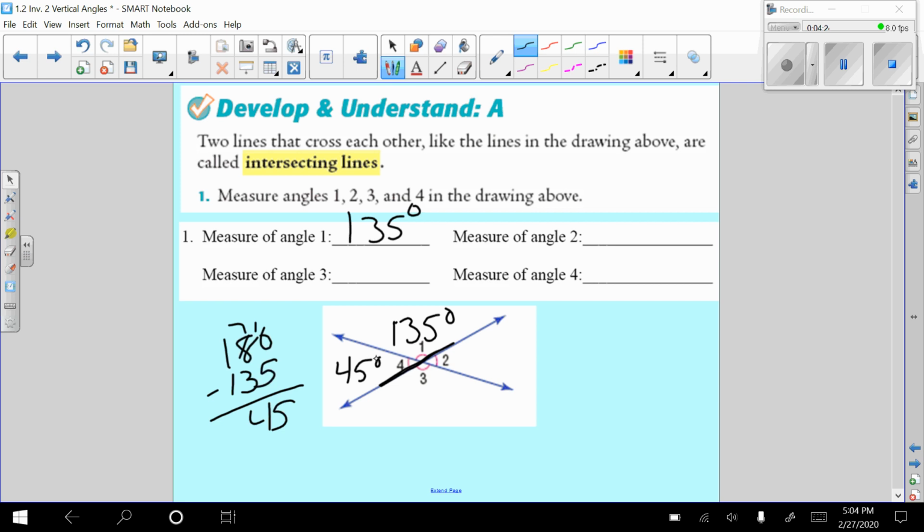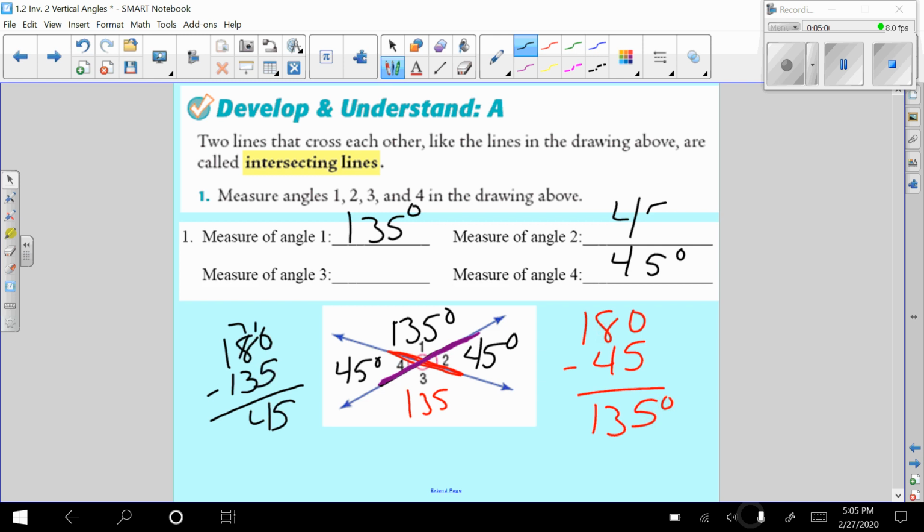Now find out what angle 3 is going to be. Well, again, if angle 4 is 45 and angle 3 and angle 4 form this line here, we can do the same thing. 180 minus 45 to find out that angle 3 is 135 degrees. And then find the last one, which is angle 2. Again, using what we know about a line, because 2 and 3 form a line, I can do my subtraction again. 180 minus 135 gives me 45 degrees. Now I know the measurement of all four angles for these intersecting lines.